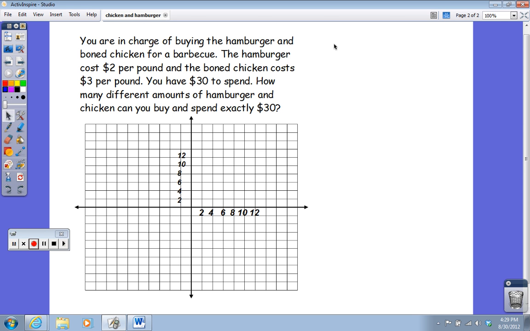We want to define our variables. So we're going to say that x is pounds of hamburger and y is pounds of chicken. Just going to do the abbreviations here.